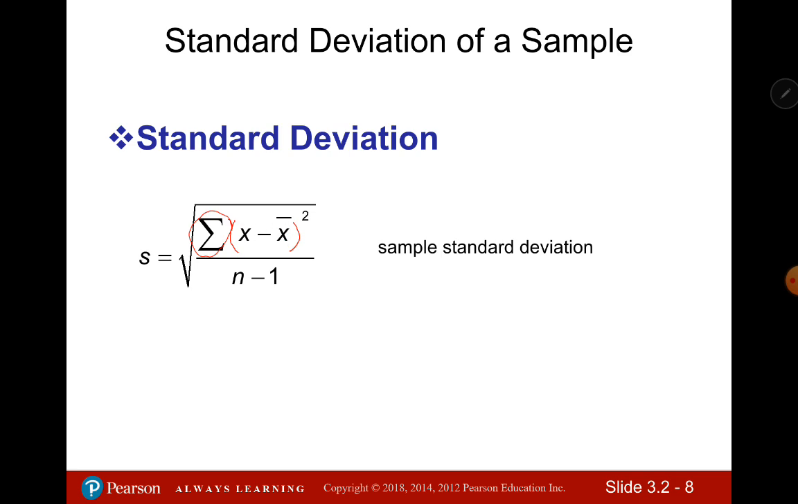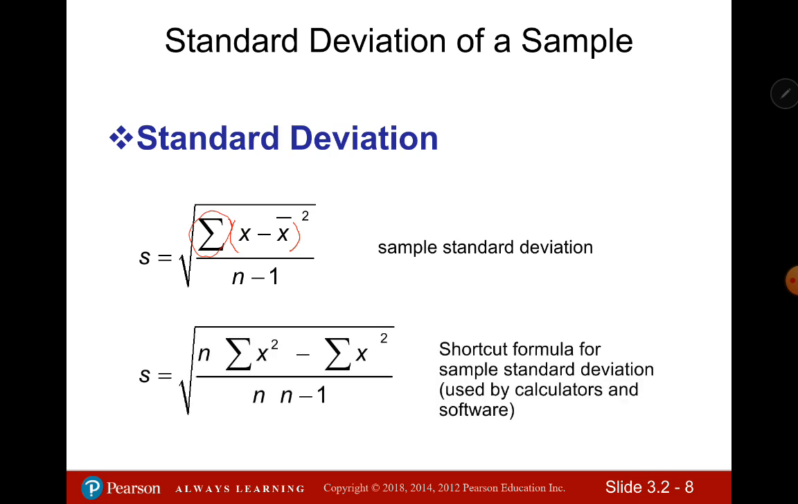We should get the difference between the single value and the mean value. Then take the square. So each value we should do this step. Then after that we should get the sum of the squared terms, then divide by n minus 1. n is the sample size. Remember how many values are in our data set. So n minus 1. After that, take the square root. So this formula is just for the definition. It's not easy to calculate.